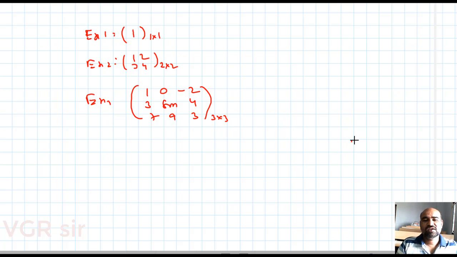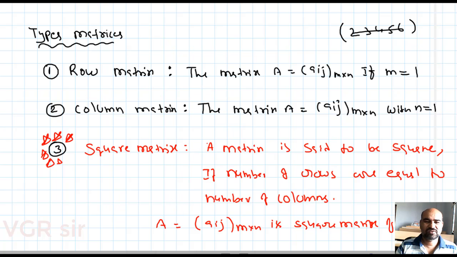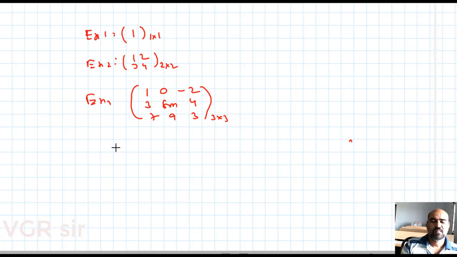Okay. In a matrix, if the number of rows equals the number of columns, such a matrix is called a square matrix. If the number of rows is not equal to the number of columns, such a matrix is called a rectangular matrix. But the square matrix is important for us. Okay, the square matrix definition is given clearly. Note.